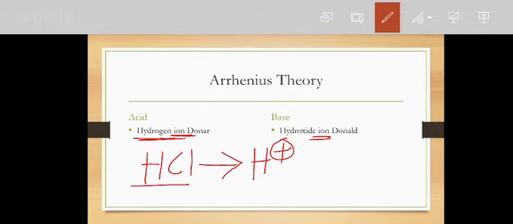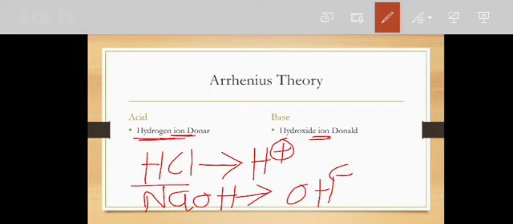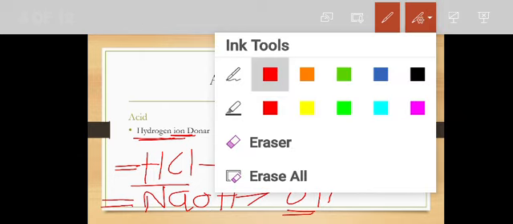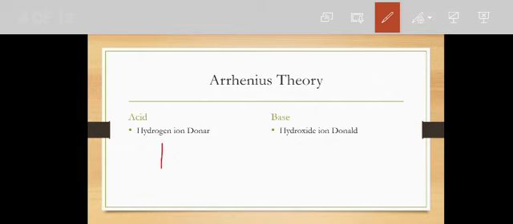And for example, when we talk about a base, NaOH. Why is NaOH a base? Because NaOH donates OH minus ion. So a donor of H plus ion means acid, and a donor of OH minus ion means base. Another example, NH4OH.